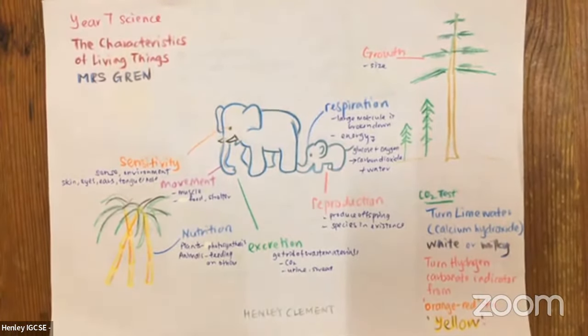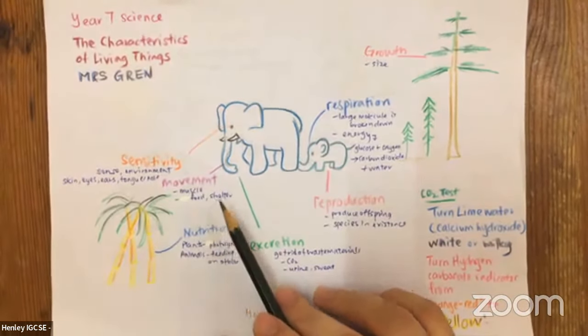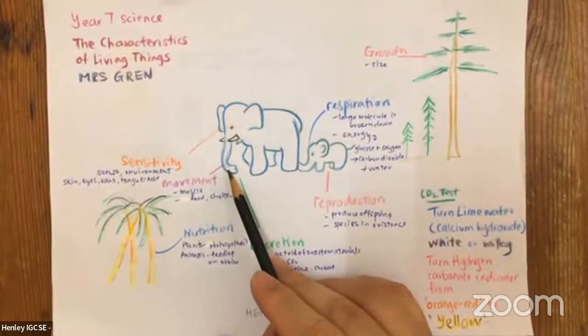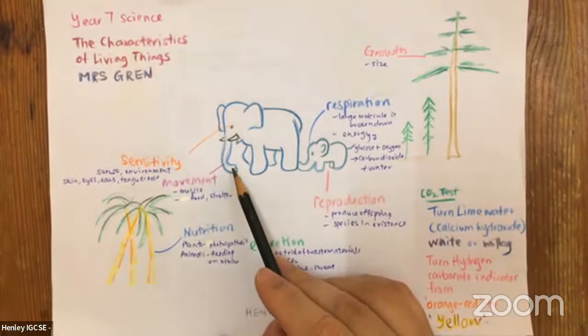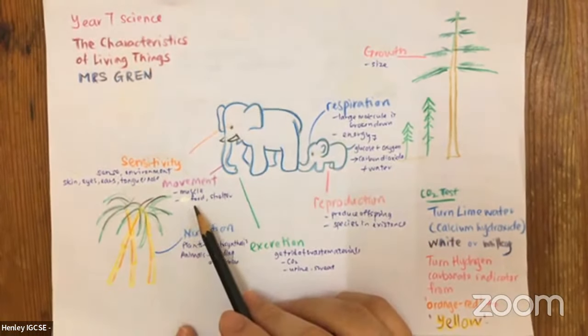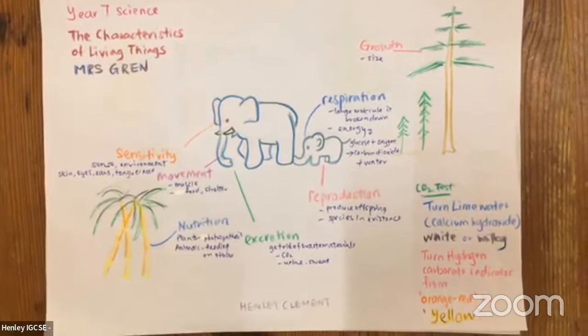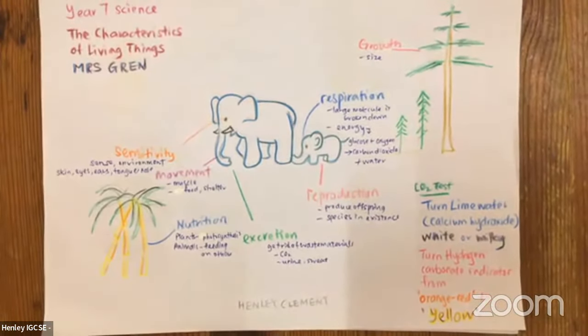The next one will be movement. The movement here, can you see? Animals can move because they have muscles. They move to look for food and shelter, so that they can save their life and protect themselves.